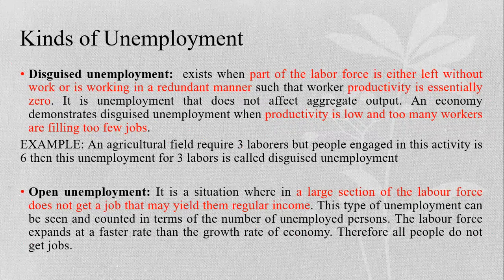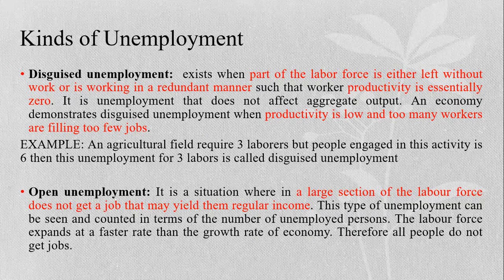Third one is disguised unemployment. This kind of unemployment exists when part of the labor force is either left without work, or is working in a redundant manner, such that a lot of workers are there, but the productivity is zero. So it is unemployment that does not affect aggregate output. Many people are working, but no output is coming from that. That will be called disguised unemployment.